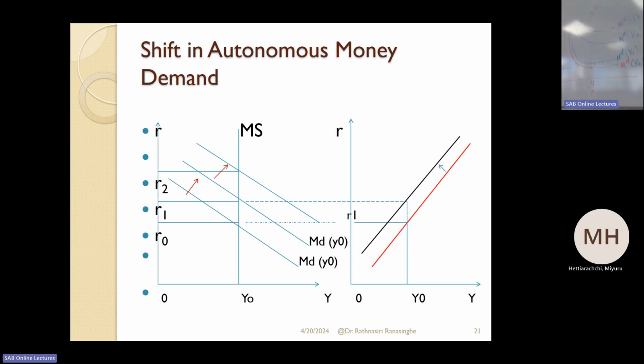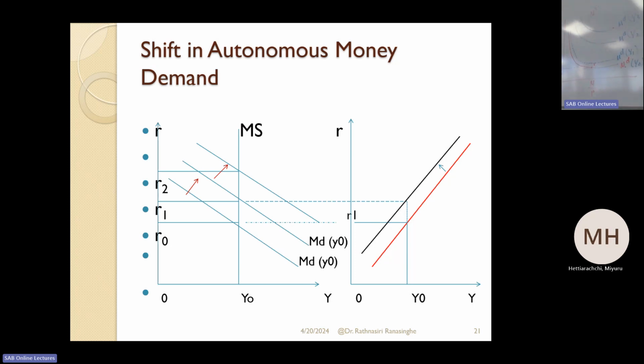Now we assume income does not change, but due to other factors, autonomous money demand increases, and money demand shifts to the right. To equilibrate the money market, there is a rise in the interest rate. So the new interest rate is R1, at the same income level Y0. So we can take another point here, R1, Y0. This is the point. If you draw the LM curve based on that, we see the LM curve shift to the left.